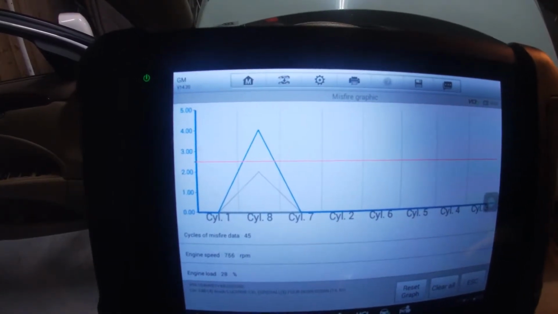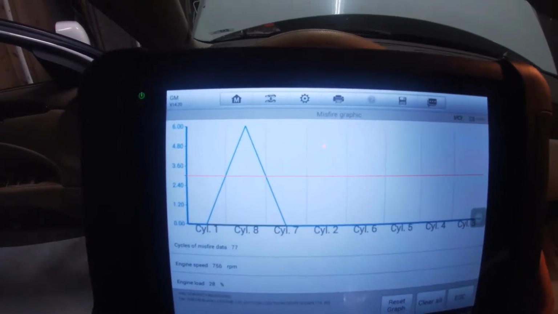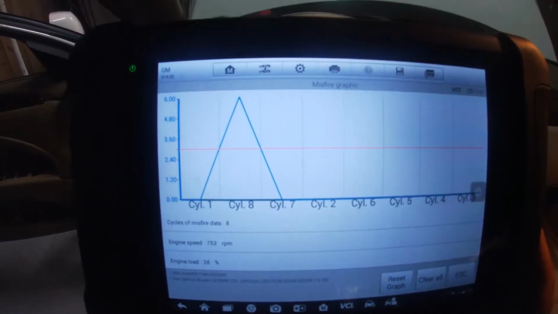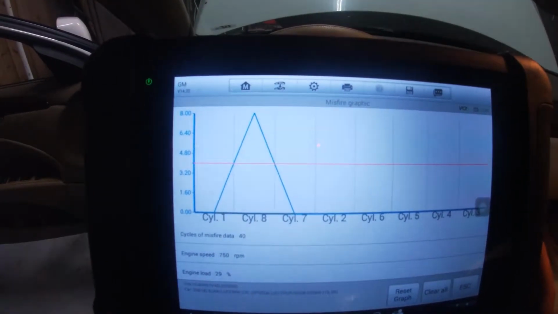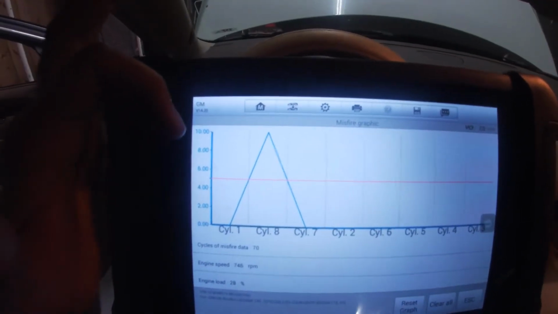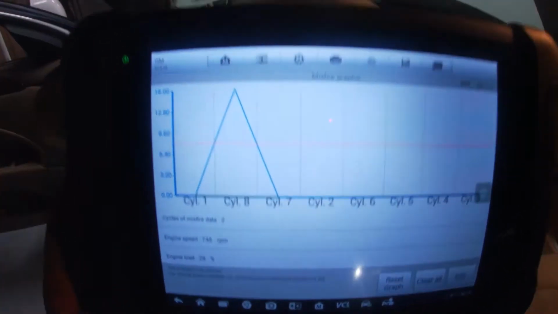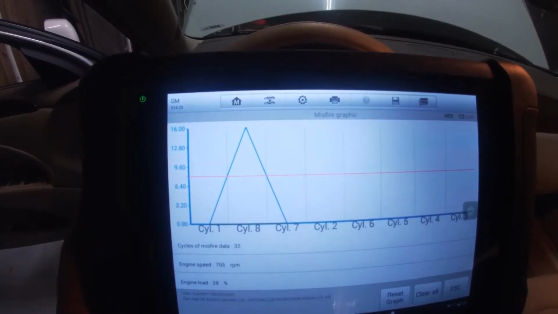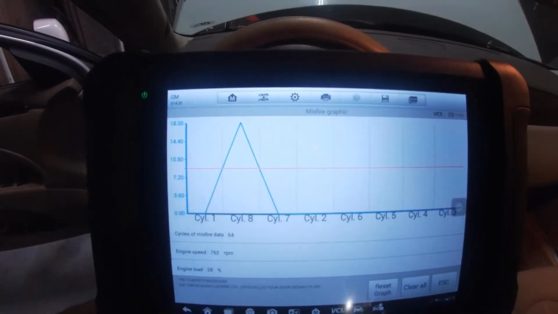For diagnostic purposes, that's a good thing, because now we can concentrate on that one cylinder. We can see that it constantly goes up. There it goes. I feel it. Every time you detect a misfire, you see it here. You see how this number right here starts to go up. So the issue is definitely in the number 8 cylinder.